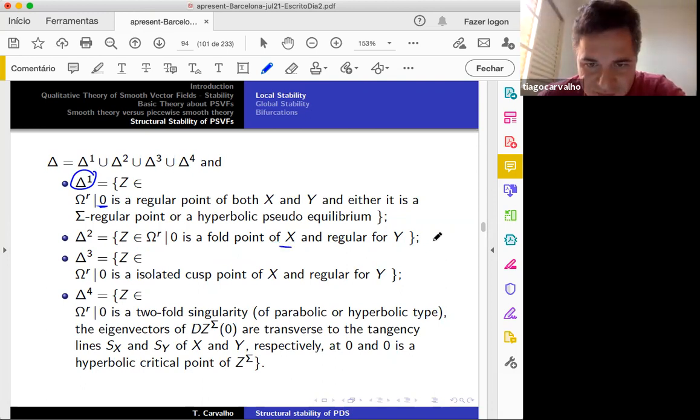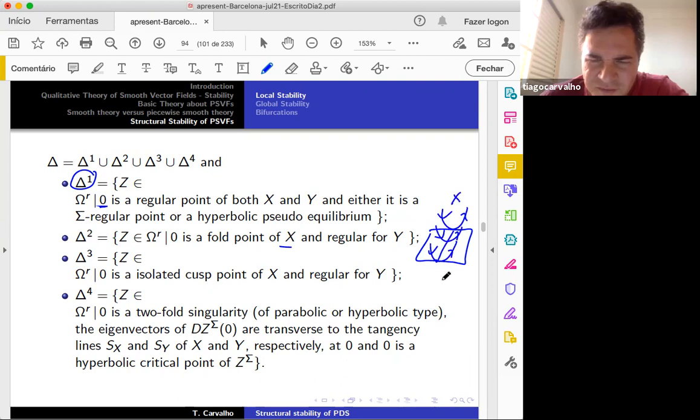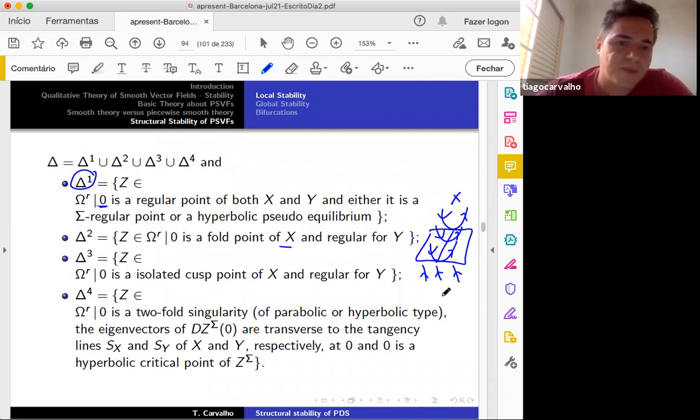In R3, we have a thing like this. We have, for example, a line of tangential points. Now let me picture this in another way. There is a line of tangent points here corresponding to the x vector field, and the y vector field is transverse, okay? This is a structurally stable situation in R3.